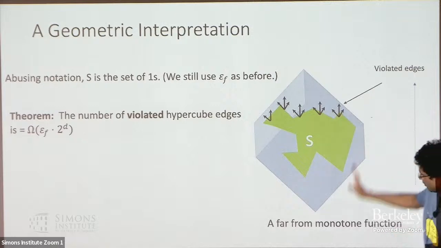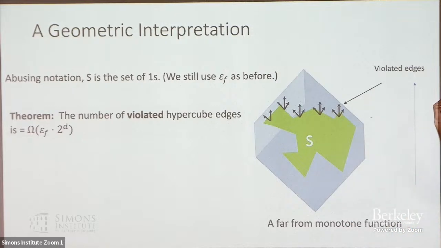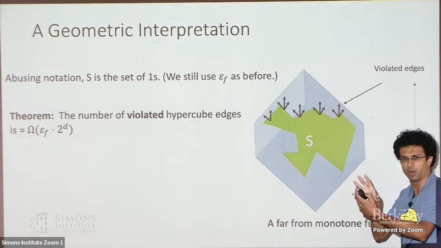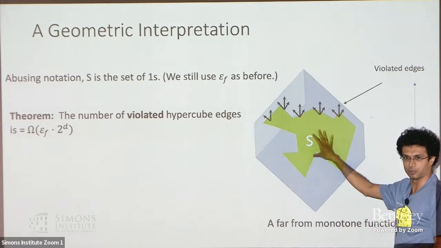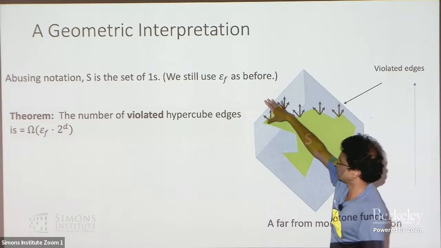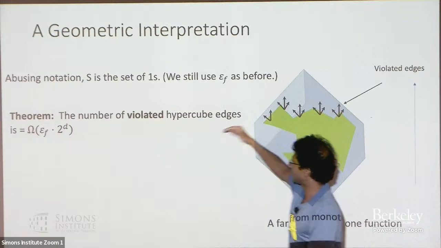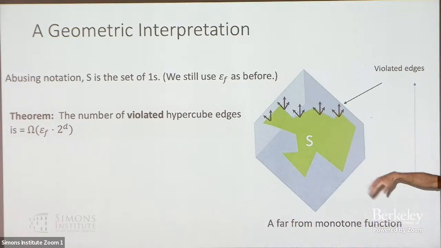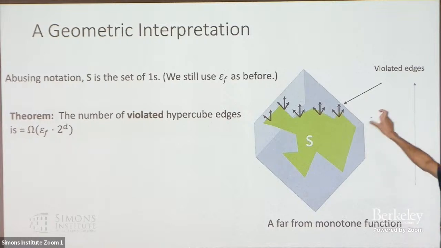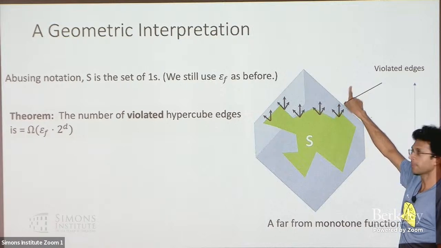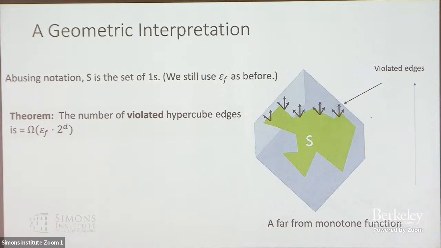This is my hypercube, remember, directed from bottom to top. And this is my function S, or the set of ones. And this is far from monotone. So what the GGLRS theorem says is the number of violated hypercube edges is omega of epsilon f times 2 to the d. So what are those edges? Those are these edges, right? Starting from a 1 going into a 0. So that's the number of violated edges.